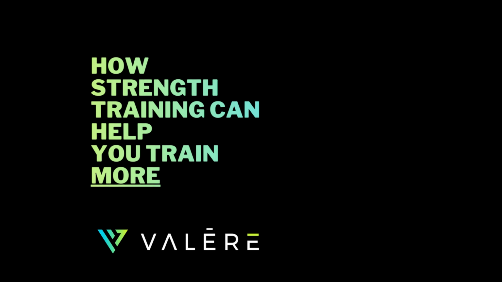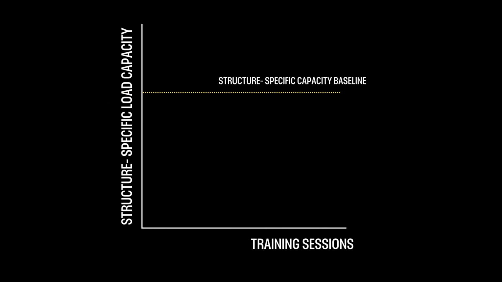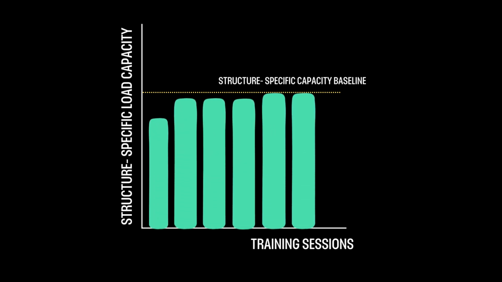In this video, we're going to be discussing how strength training can help you train more. So in this graph, on the y-axis, we have the structure-specific load capacity, and what this refers to is quite simply the load capacity of a particular structure in the body. So this could be muscles, tendons, bones, and then on the x-axis at the bottom, we have training sessions.